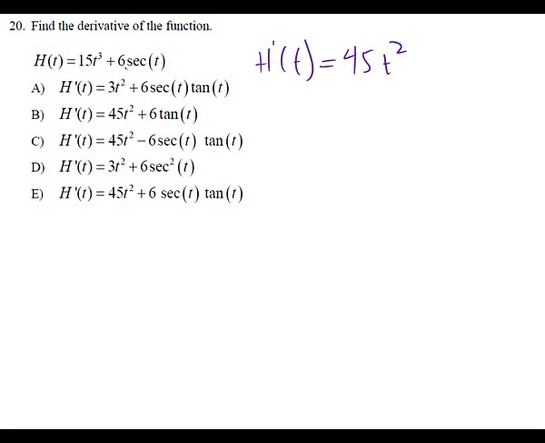And then the derivative of 6 secant t is secant t. And look at your answer choices. It helps you out, right? You do need to know it, though, at least by sight, because you've got to know if it's positive or negative. Okay, so it's looking like it's answer choice E on that one, right? All right, we good with 20? I'm waiting.